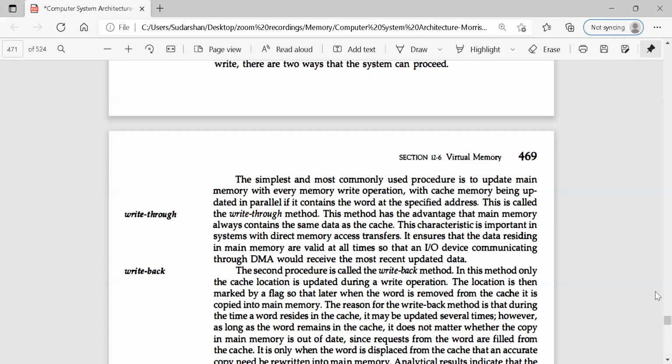And in the next session, we'll have a brief intro about virtual memory.